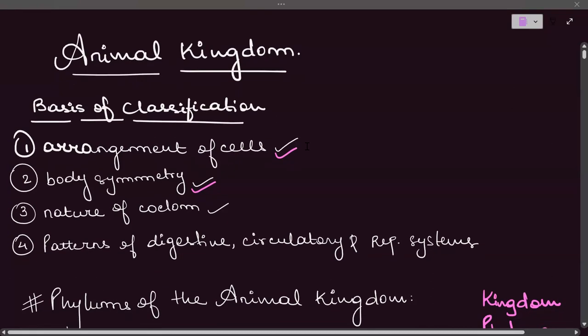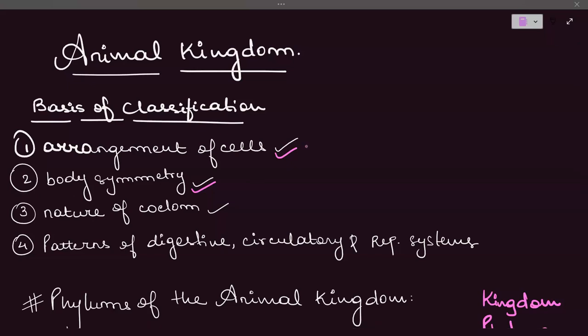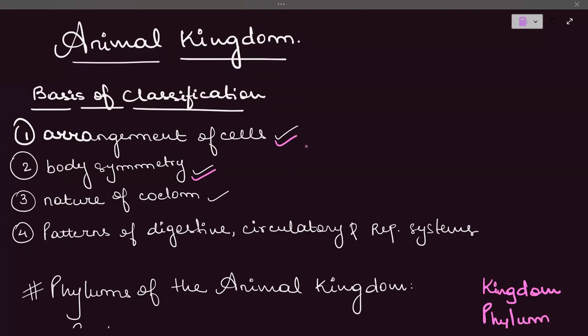Now we are going to start with the animal kingdom. Now this is one of the very interesting chapters in class 11. Now we have discussed classification, right? Now we know that classification is done so as to group organisms so that we can study them better. And there are always certain characters that we take into consideration while classifying organisms.